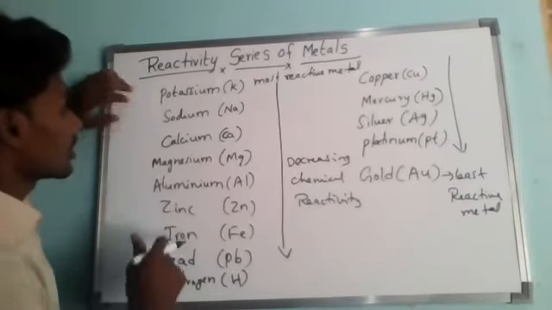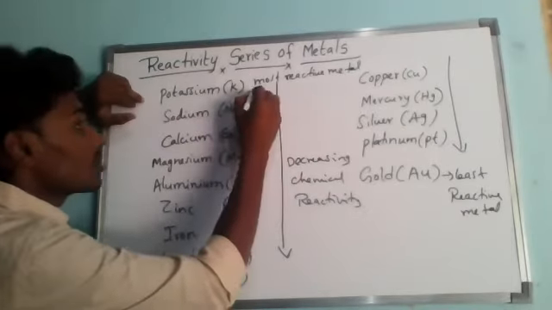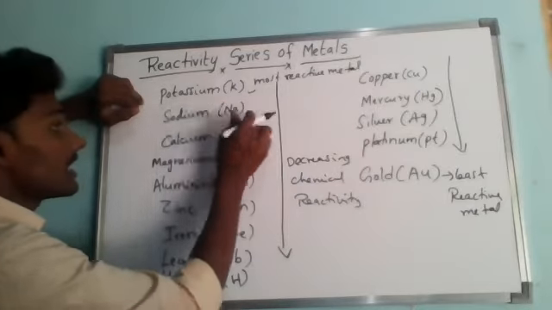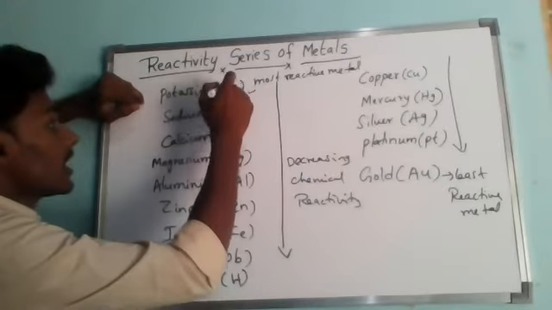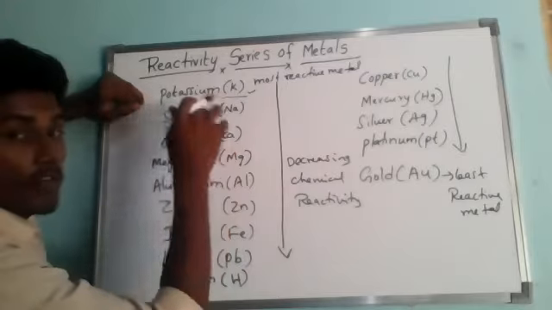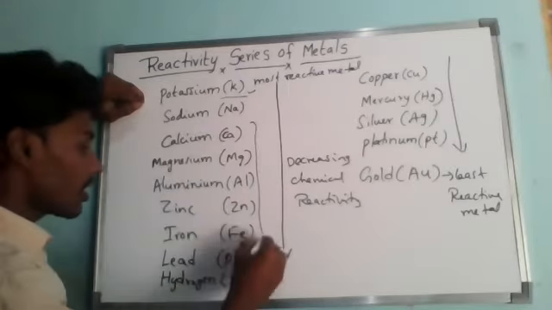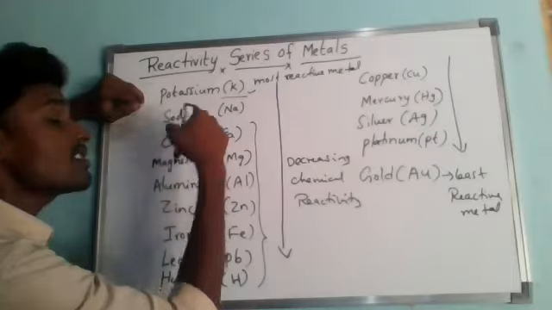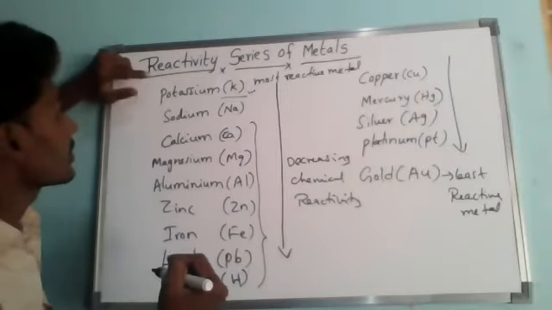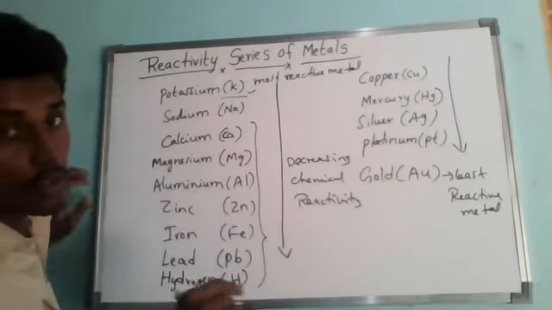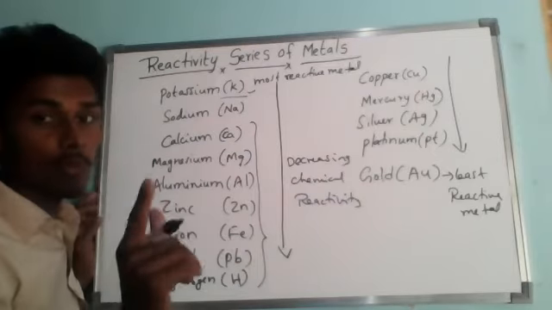But here, potassium is the highest, most reactive of these. Like that, sodium is less reactive than potassium. It means the element which is present above some element is more reactive than that one. But compared to all the elements below, sodium is more reactive. Understanding? But less than potassium, but more than all these elements. Understanding? So always in this reactivity series, you have to remember one thing.